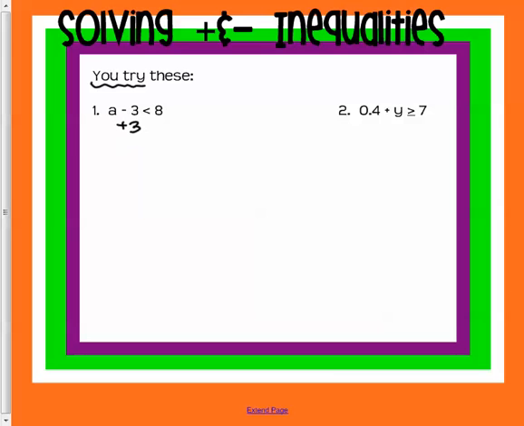I'm going to add 3 to both sides, and when I do so, I get a is less than 11. Over here, I'm going to take the 4/10 away from both sides, and I get y is greater than or equal to 6 6/10. Can you check your work? Sure, you can plug it back in and know that 6 6/10 plus 4/10 gives me 7, and 11 minus 3 gives me 8. So you can check your work.